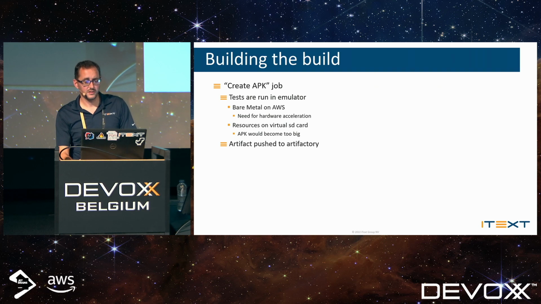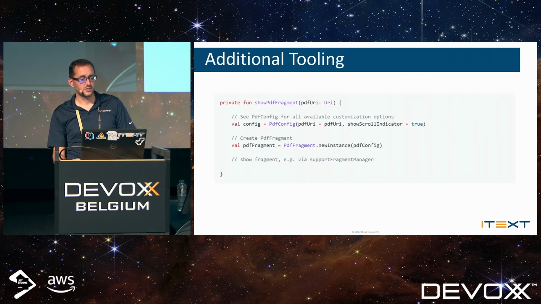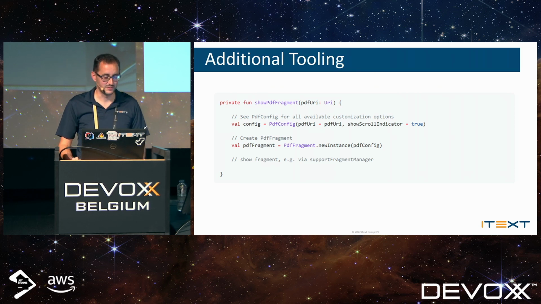In addition, what we also did was we offered some source code, some samples. You can find them on GitHub. But we also have a small PDF viewer that you can insert into your Android application. As you can see, we opted for Kotlin here because it's more fun to code in Kotlin.